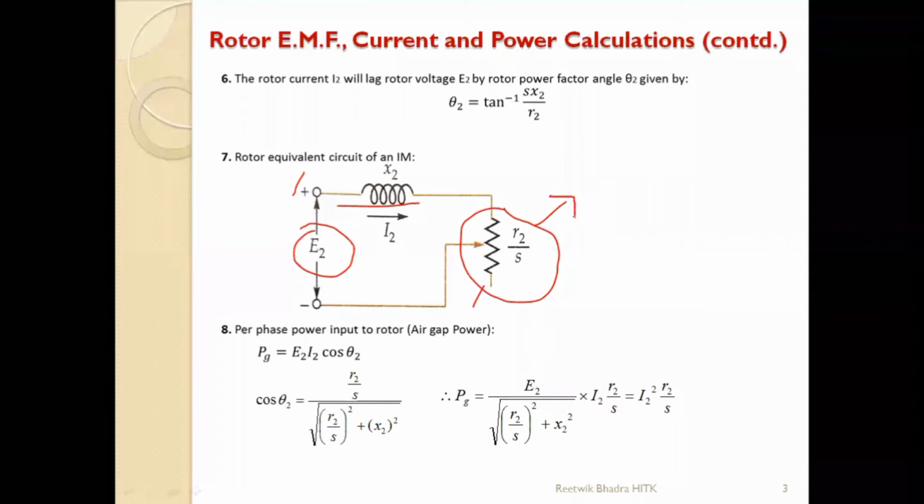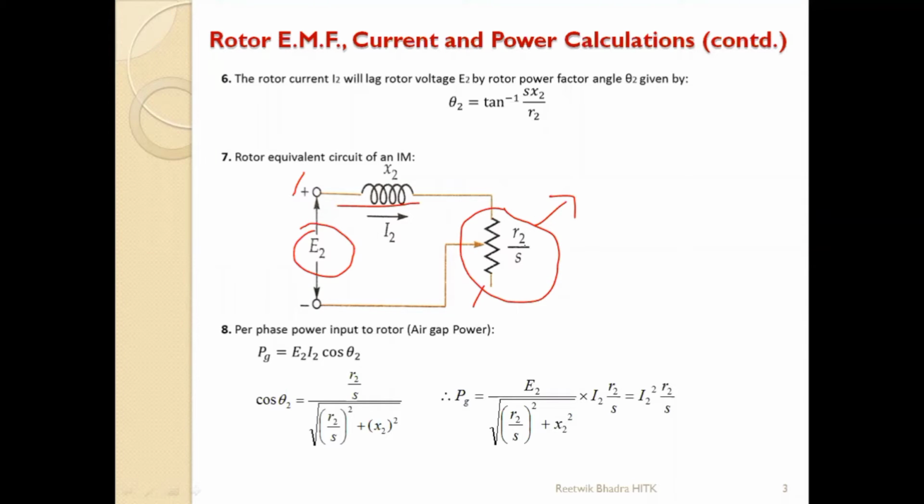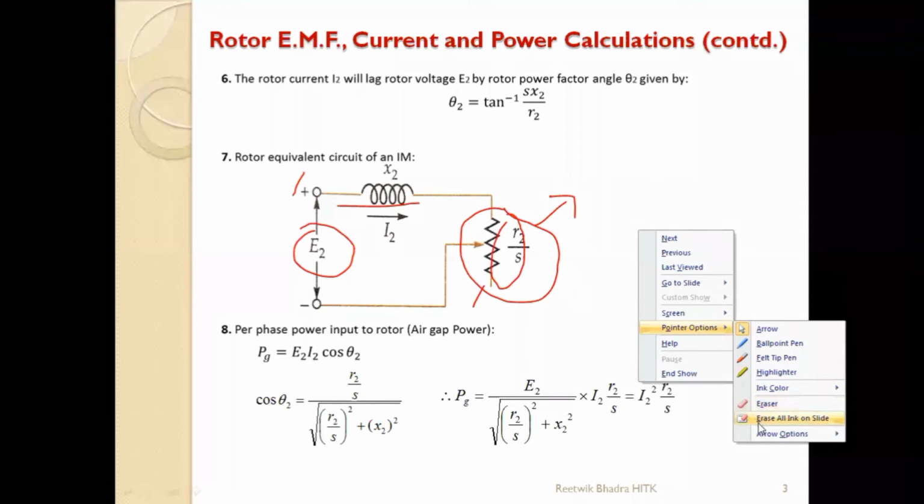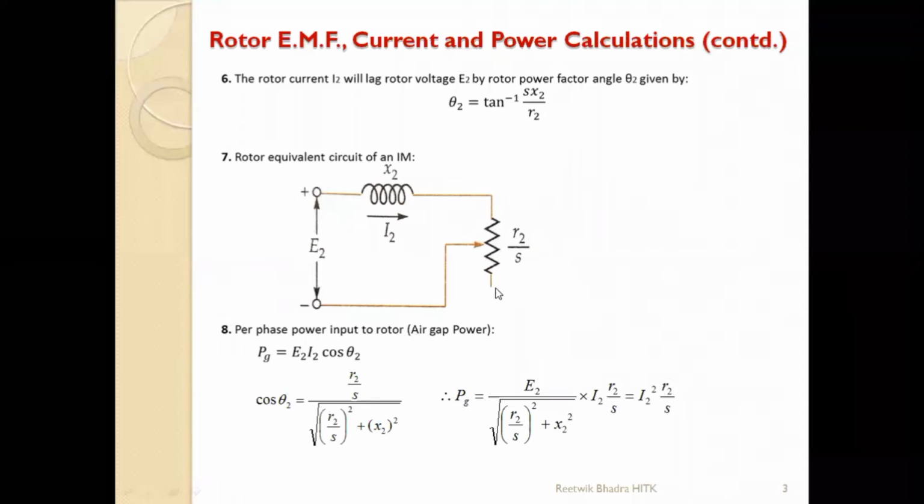This R2 by S is often called the electrical equivalent of mechanical load. Why electrical equivalent? Because resistance is an electrical quantity. Generally it is a motor, the output load will be mechanical. So this is basically the electrical equivalent of mechanical load. Now, this is an RL circuit.